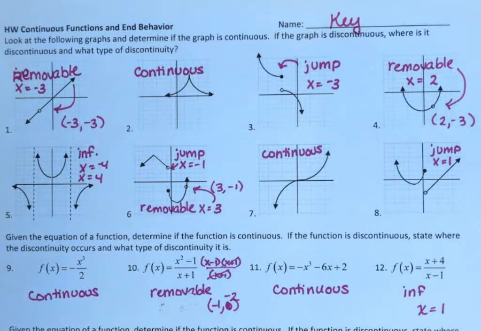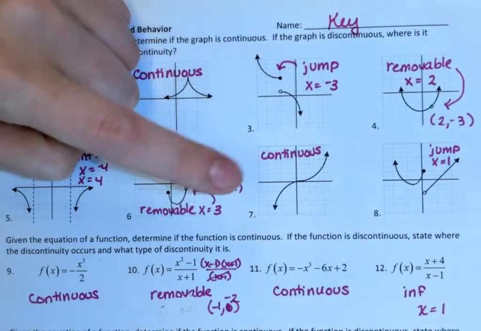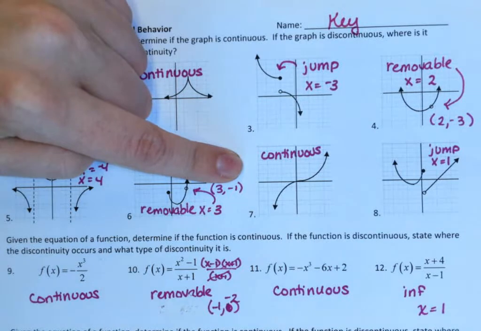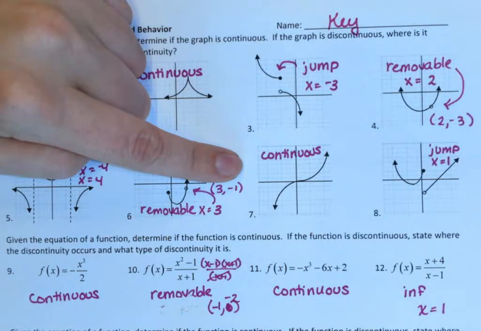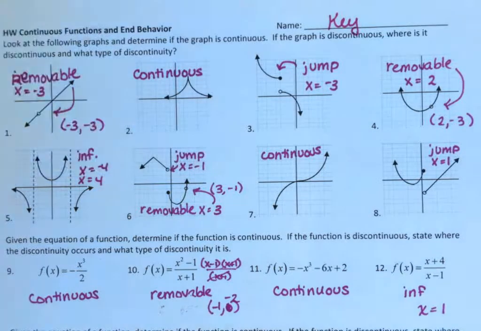Yes, sir? How do you write removable and then write the coordinates as well? Because the removable says that if I plug something in, if I define that point to be right there, if I take a little bit of sticky stuff and stick it right there, there's no more hole there. Because if I plug that point in right there, I'm not going to have a hole anymore. Exactly. Where is that hole?